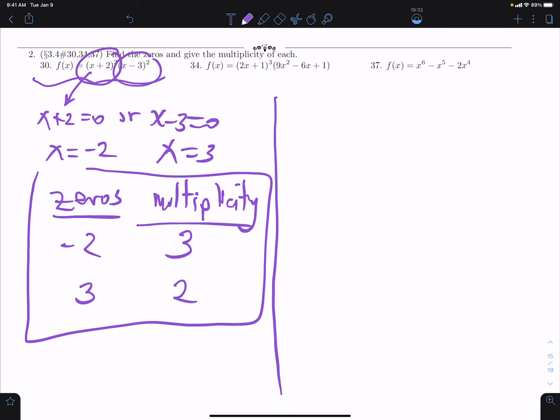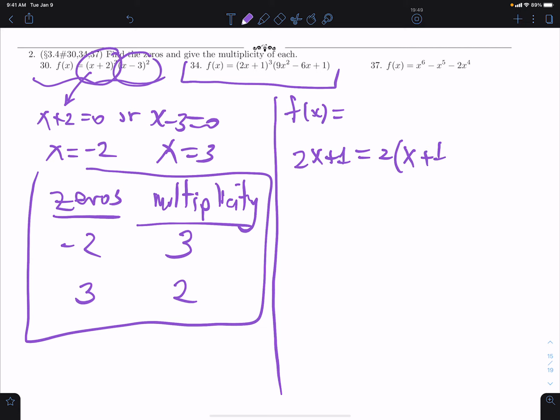Let's look at number 34. Here, it's not so clear, but it is factored. What I want to do is put it into a nicer form. Notice first that 2x plus 1, that's the same as 2 times x plus 1/2. So I can rewrite that factor as 2 cubed times x plus 1/2 cubed.